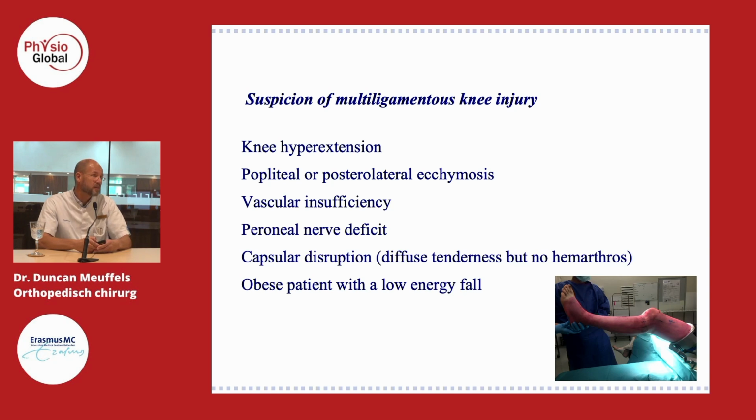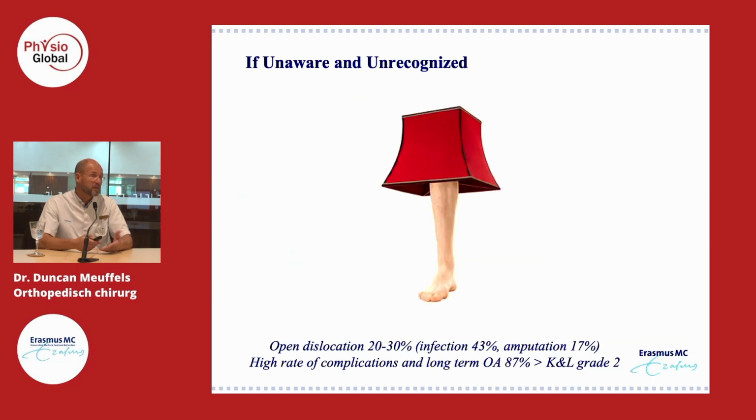And think about an obese patient even with a low fall, or just stepping off the curb or doing something like that. So be aware, because if you're not aware, sometimes, in about 15 to 20% of the people with vascular injury, it ends in an upper leg amputation. And this is a disastrous outcome for an injury that we could have treated properly. And it's not only the short-term outcome that is important, it's also the long-term outcome, if you look at the increased risk for osteoarthritis for this patient population.